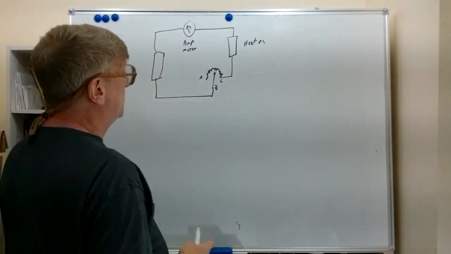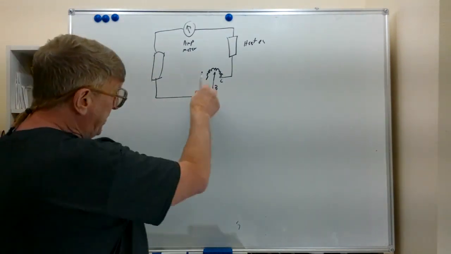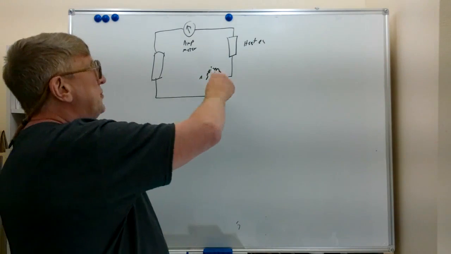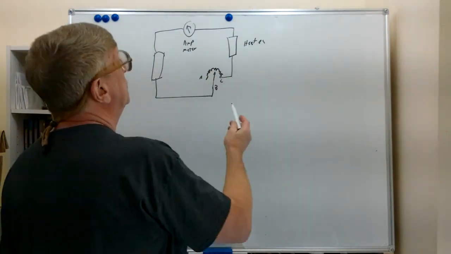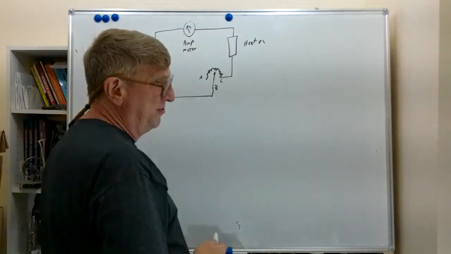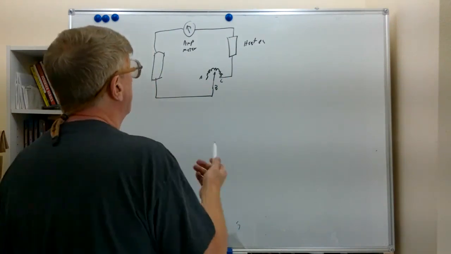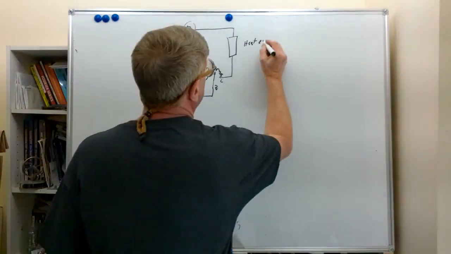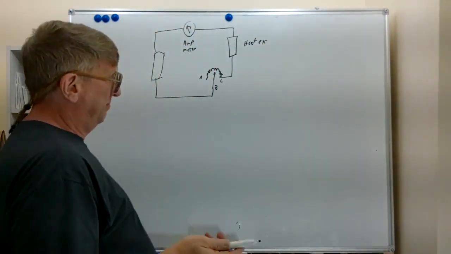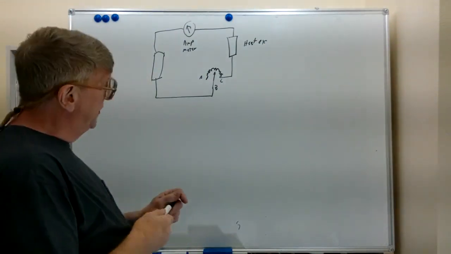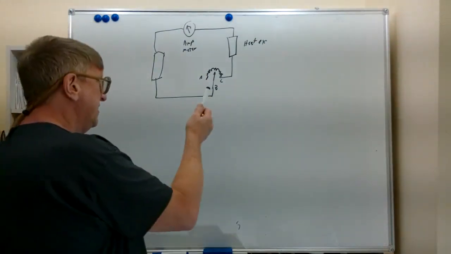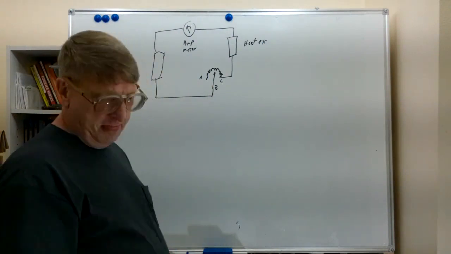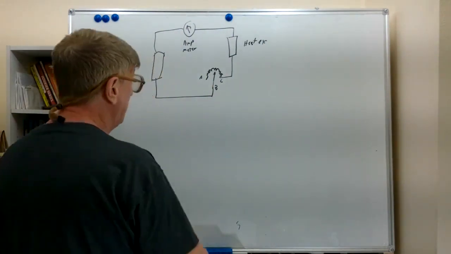Basically, what we're doing here, we're not using A. We're just picking off part of the resistance between B and C in order to change the current through this heater and consequently change how much heating it does. So in a rheostat situation, we are varying the resistance. Now we're going to talk a little bit about the potentiometer.